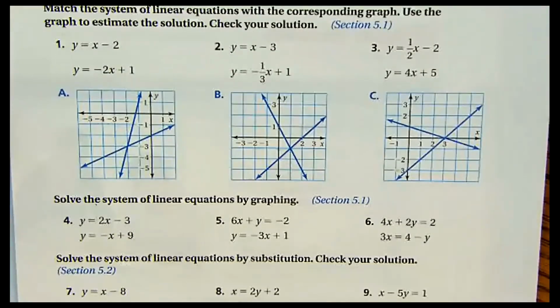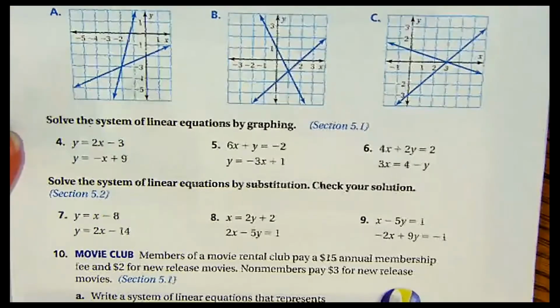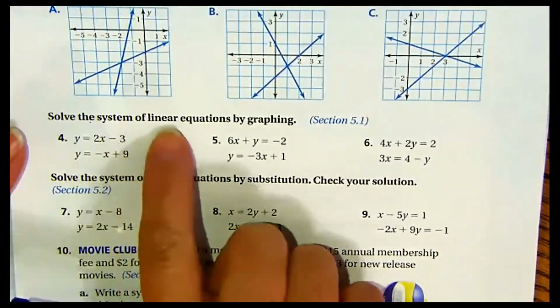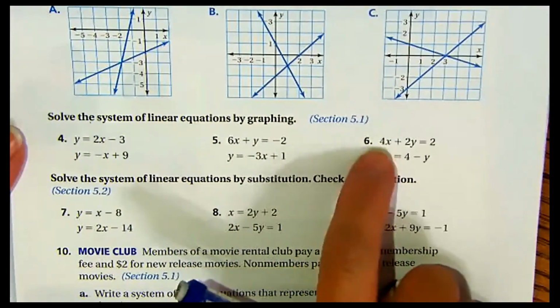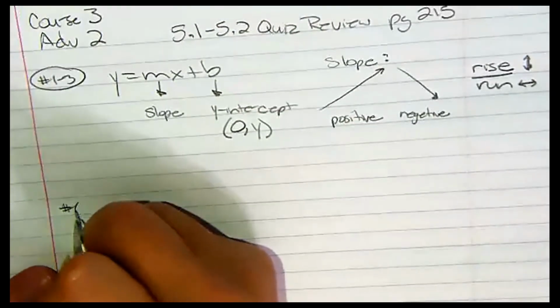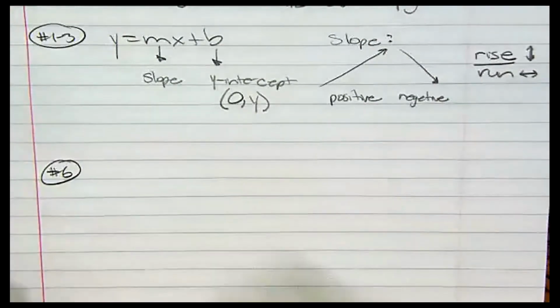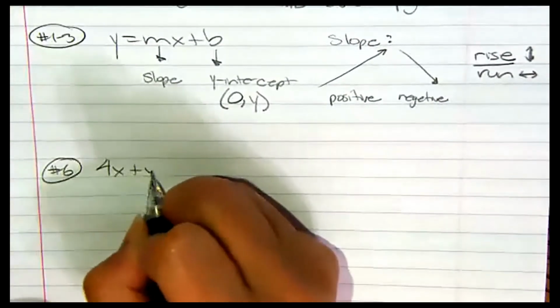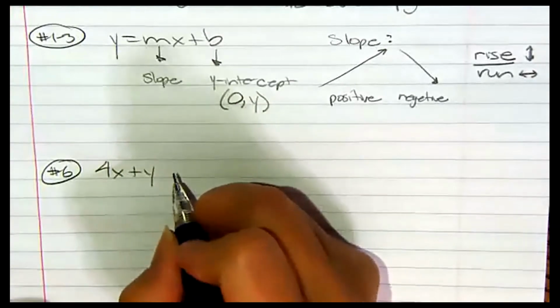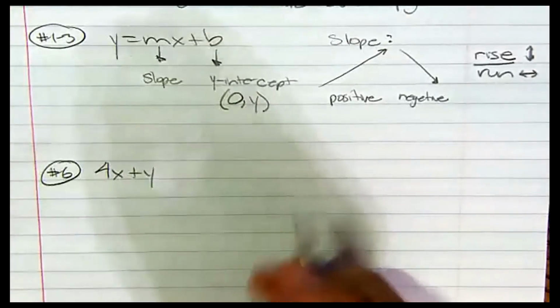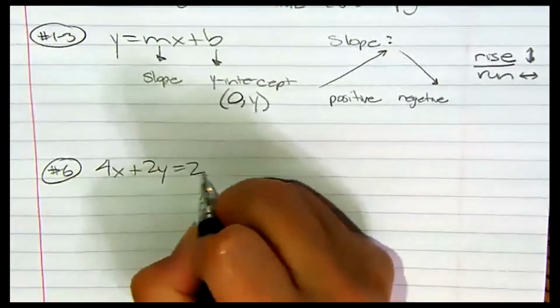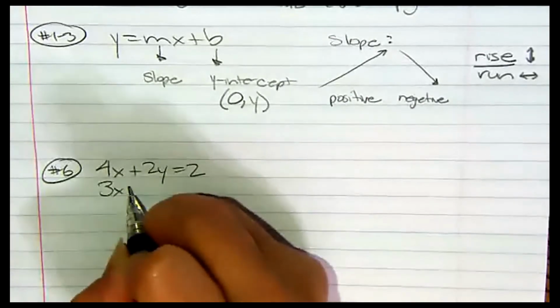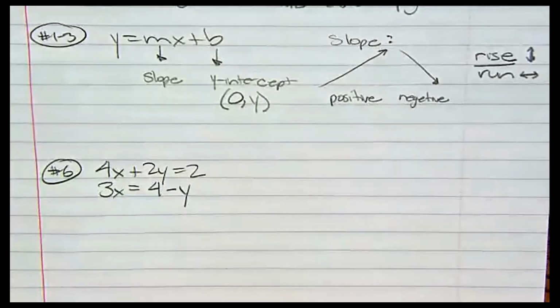Okay, now let's take a look at 4 through 6. Solve the system of linear equations by graphing. We're going to do number 6 together. They give us 4x plus 2y equals 2, and 3x equals 4 minus y.